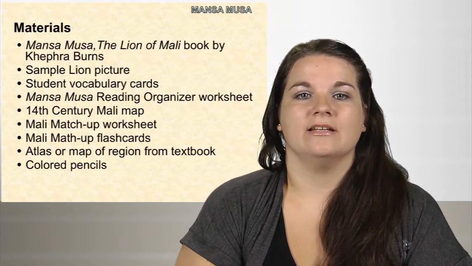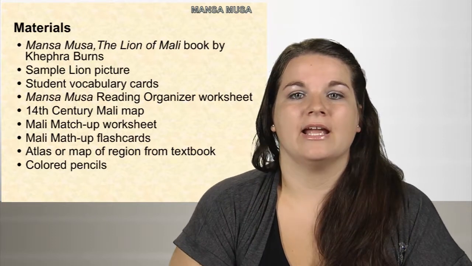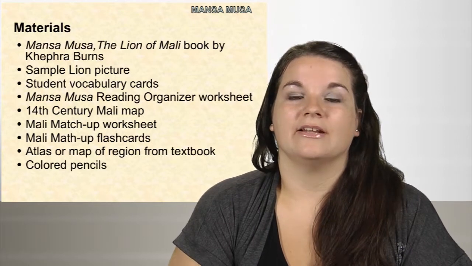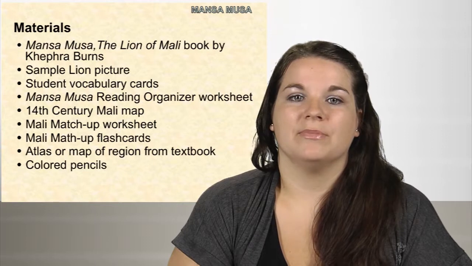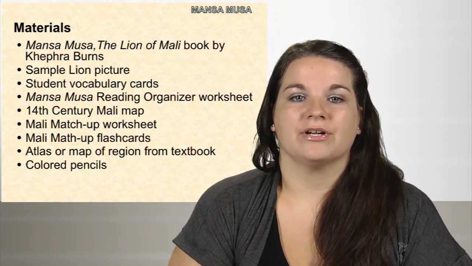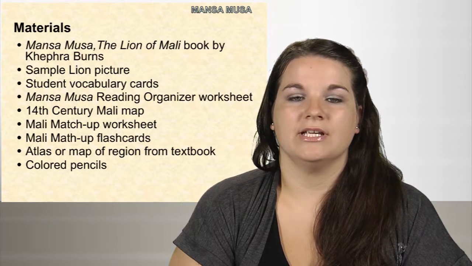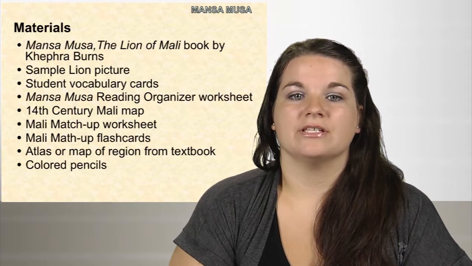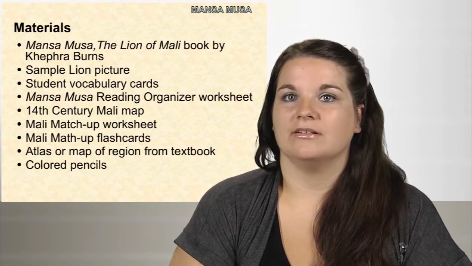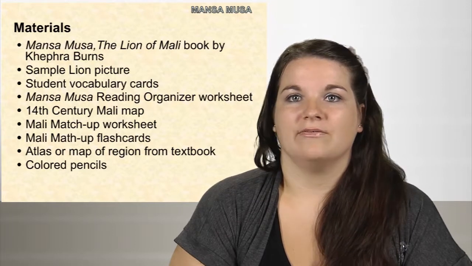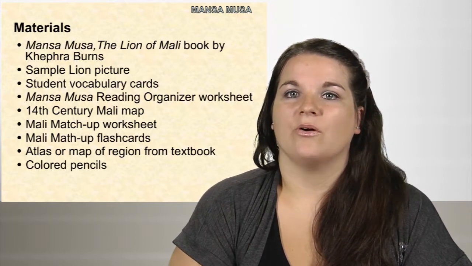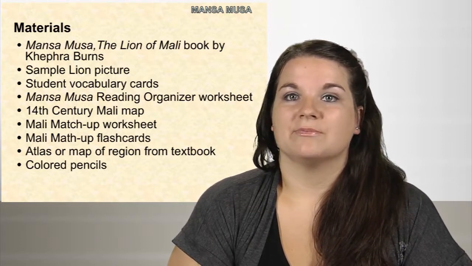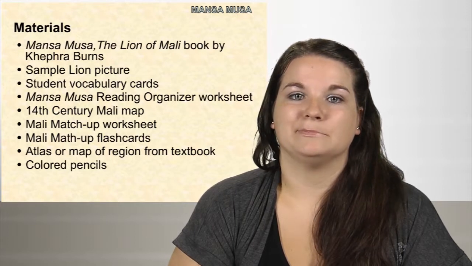So materials for this lesson, one thing you will need is Mansa Musa, the Lion of Mali book by Kiefer Burns, and the ISBN is provided later, and we'll be looking at that later in this lesson as well. A sample lion picture, student vocabulary cards which are included, the Mansa Musa Reading Organizer worksheet, a 14th century Mali map, a Mali matchup worksheet and flashcards, and an atlas of this region. Many of you may be able to find this in your textbook. If not, you may be able to find it in an atlas or maybe print it offline. And then some sort of colored pencils or markers. Now, most of this is provided within the lesson if you click on the link.